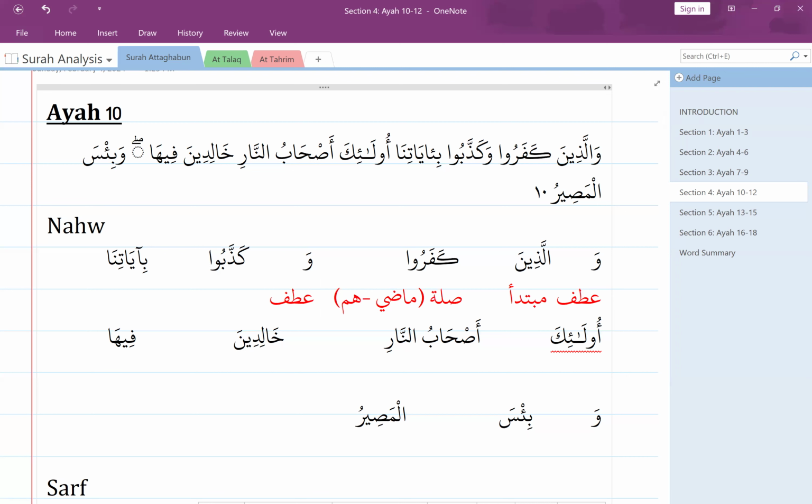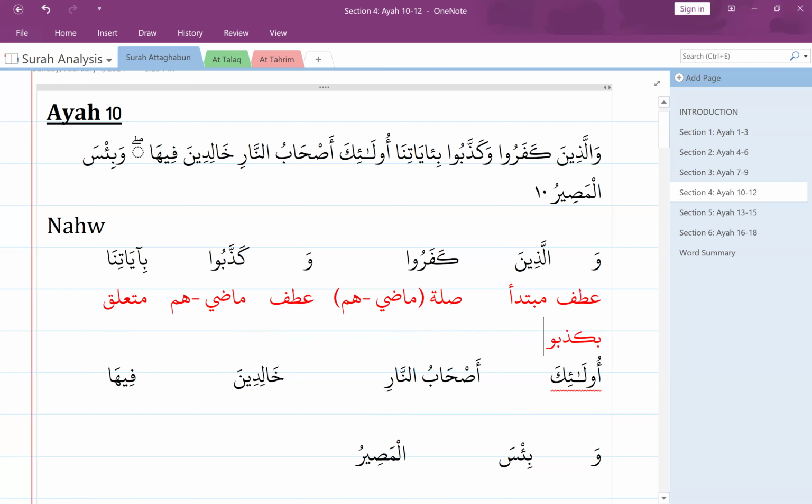Kadhabu is again a fi'l madi, with hum as the zamir fa'il. Then Ba is a harf jar. Ayatina is a mudaf, and mudaf ilayhi, which becomes majroor because of the Ba harf jar. So this will be mutaliq bil fi'l: كذبوا بآياتنا, متعلق بالفعل كذبوا. When you look at the books, they will say متعلق بكذبوا, or they will just say متعلق بالفعل.